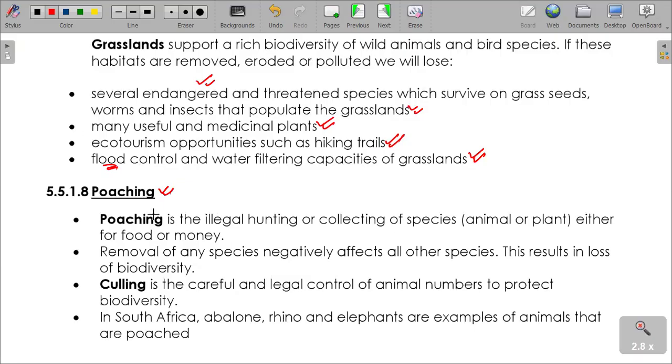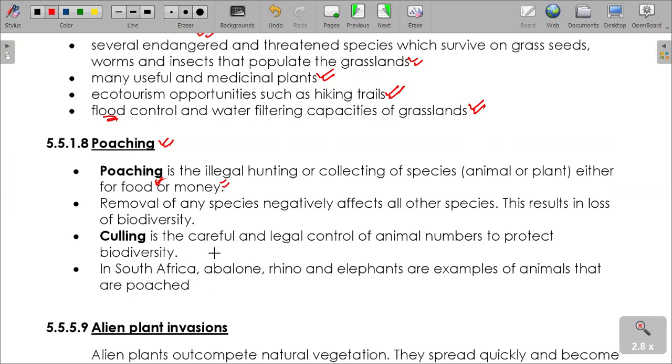wild animals for either food or money. It is the illegal hunting and killing of wild animals, or the illegal collecting of species, done for either food or for money. So it is poaching. Where people are doing that, it is so against our government legislation. The removal of any species negatively affects other species. This results in loss of biodiversity again.